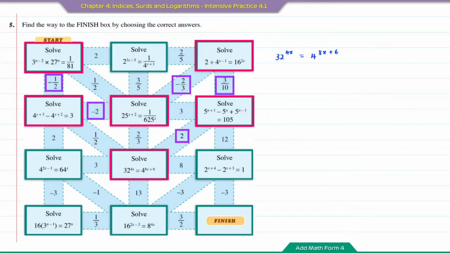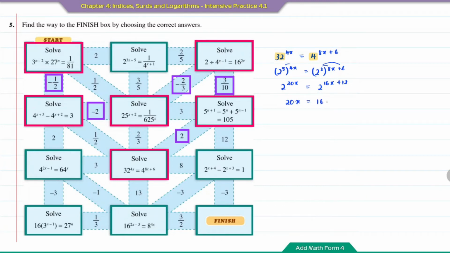We're going to solve for 32 to the power of 4x equal to 4 to the power of 8x plus 6. So 32 and 4, we can change these two into the number in base 2. So 32 is equal to 2 to the power of 5, whereas 4 is 2 to the power of 2. So next we're going to multiply the power here. So on the left hand side you're going to have 2 to the power of 20x equal to 2 to the power of 16x plus 12. So now we can compare the power.